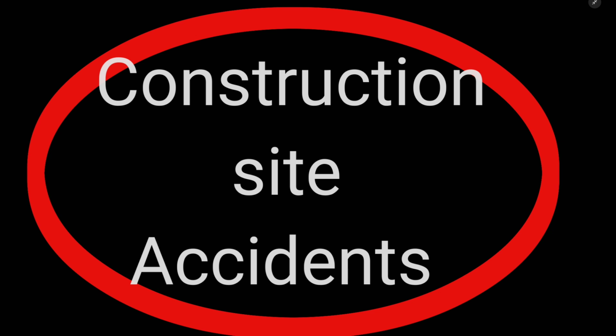Slip, trip, and fall on same level. Slip, trip, and fall on the same level are another common cause of injuries on construction site. To reduce the risk, keep walkway clean, ensure spills are cleaned immediately, and avoid leaving tools or material in walkways.